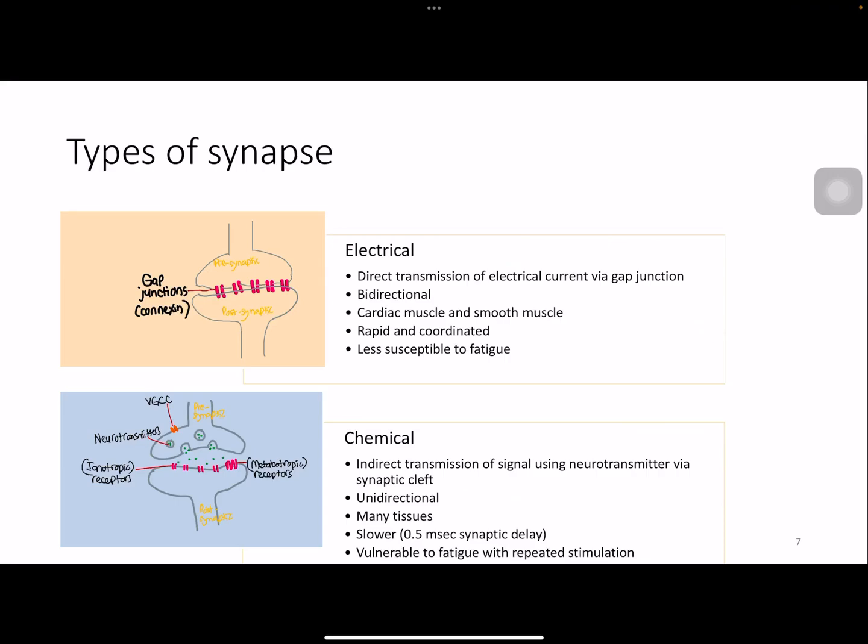Next, we're going to learn about the properties and also the events occurring in the chemical synapse. But before that, let's learn about the different types of synapse. Essentially, there are two types of synapse: first the electrical, and second the chemical.